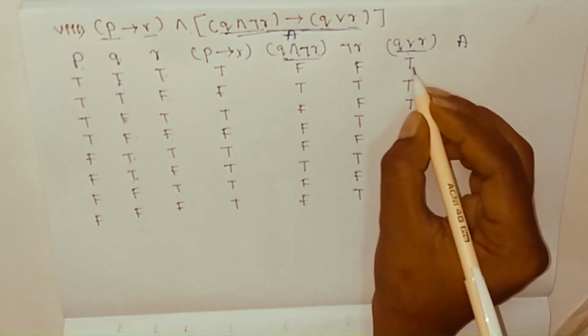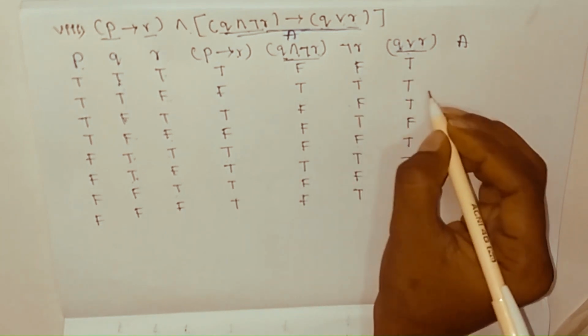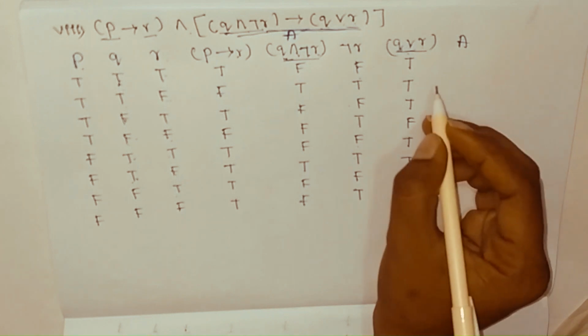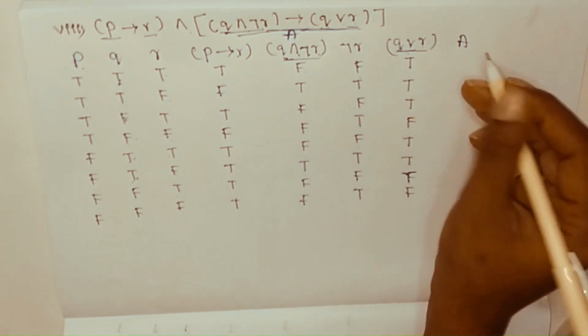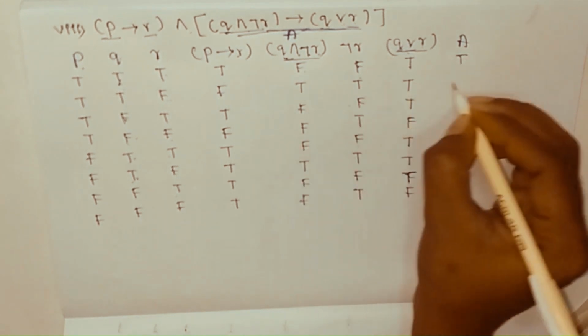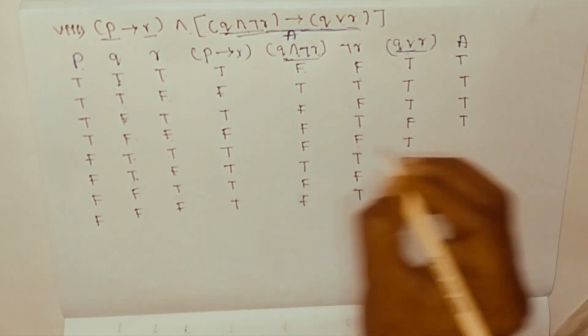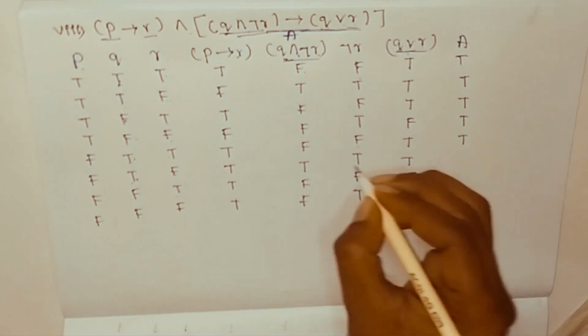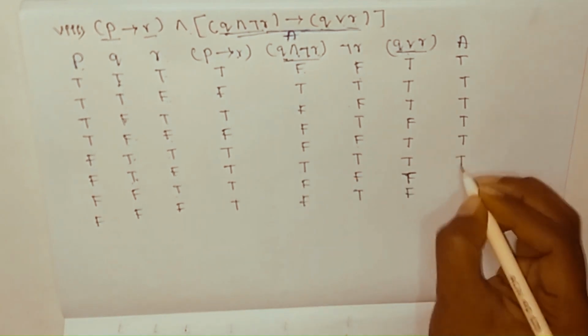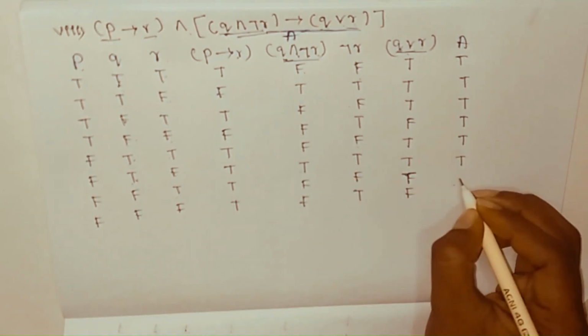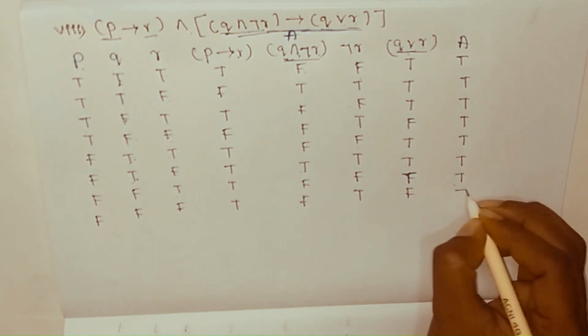Implies means if true false is there, then only it returns false. Otherwise, it returns true. False true means true. True true, true. False true, true. False false, true. False true, true. True true, true. False false, true. False false, true.